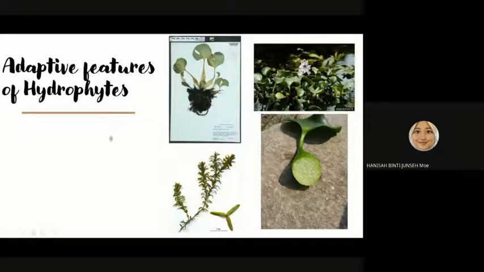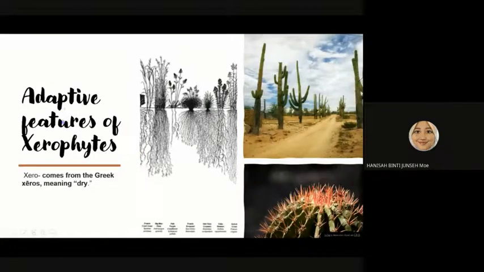Okay, the last one is xerophytes. Xerophytes ni, zero again comes from a Greek. Zeros meaning dry, kawasan yang sangat kering. So kita tahu sangat kering, hujan pun memang jarang-jarang turun. So macam mana dia masih boleh hidup? Itu kita mau tahu, the adaptive features. Again, kita tengok dari segi roots and leaves. And stem of course. Okay, daripada batang, daun dan akar.